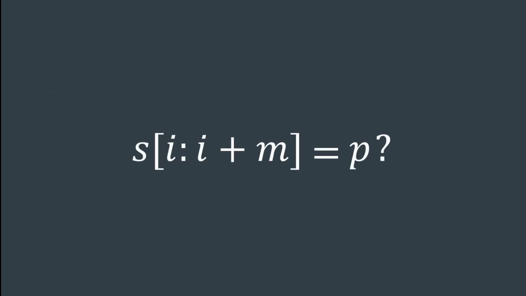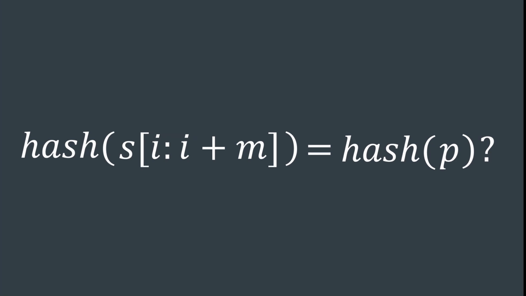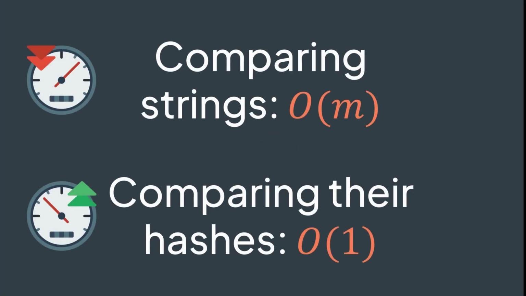How to do so? The idea is that instead of comparing strings themselves, we compare their hashes. In other words, by using hashing, we get the hash of each one of them, a fixed size integer, and we compare. The difference is that comparing integers is done in O(1) time instead of O(m).